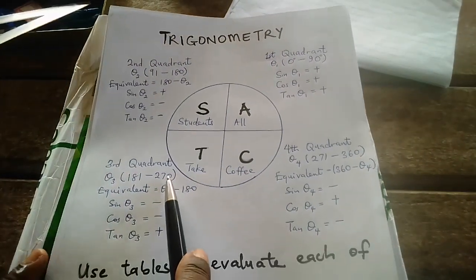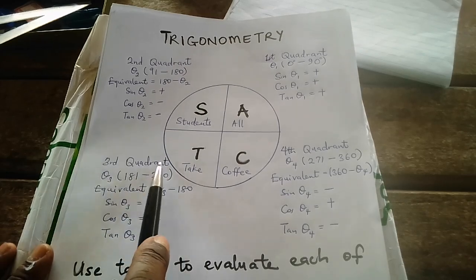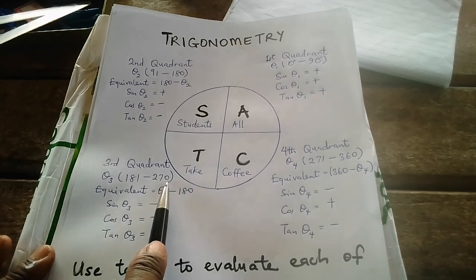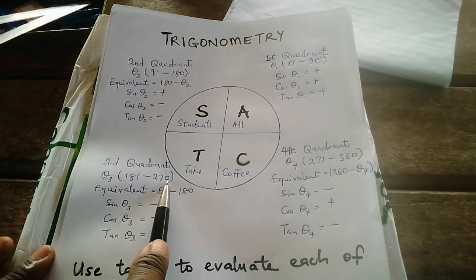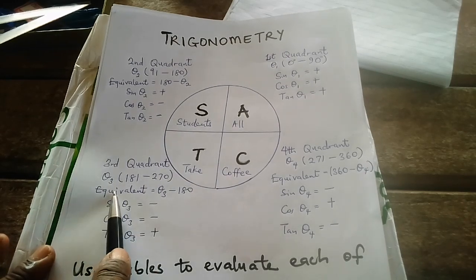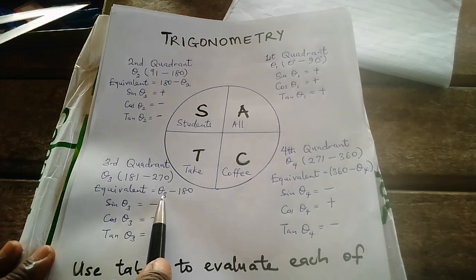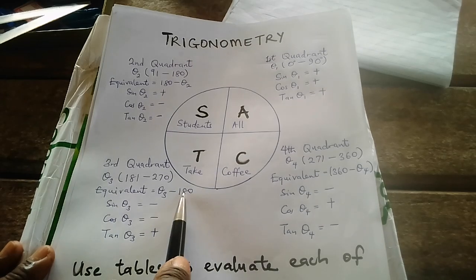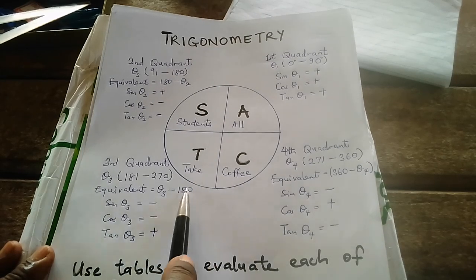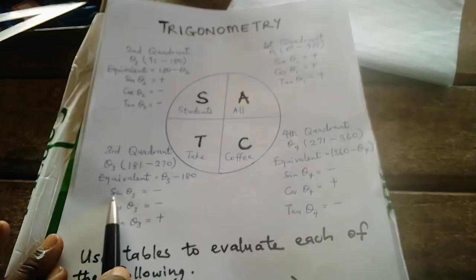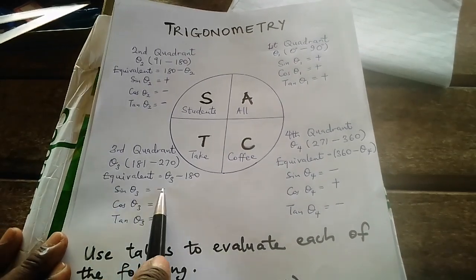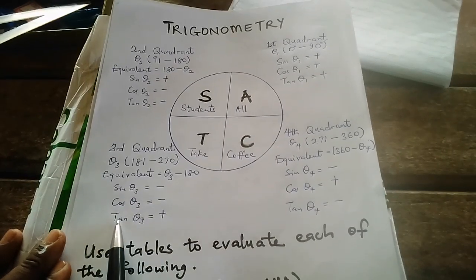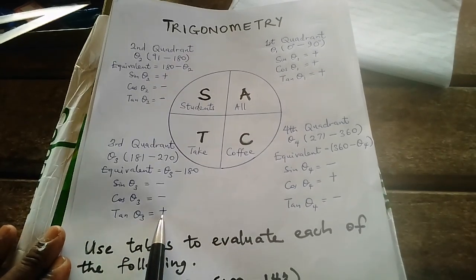Then we have the third quadrant. The angles within the third quadrant are 181 to 270. The angle in the third quadrant minus 180 will give you its equivalent in the first quadrant. In the third quadrant, sine theta is negative, cos theta is negative, and tan theta is positive.